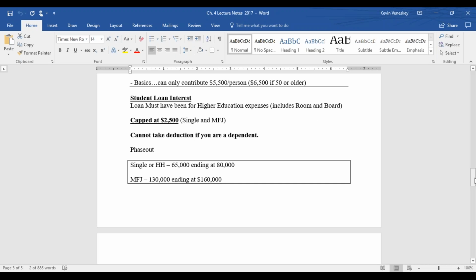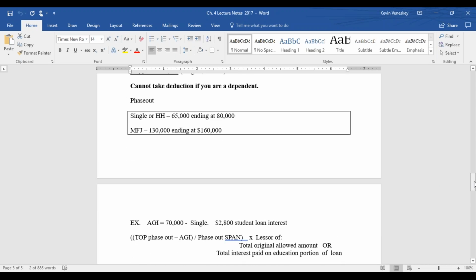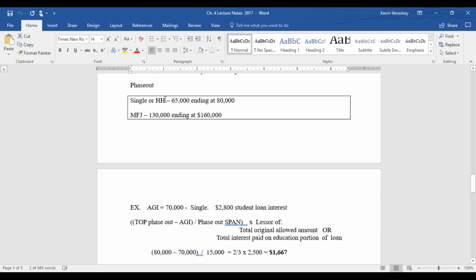So you could potentially miss out on a $2,500 deduction if you, husband and wife, both had over $2,500 in interest payments. There is a phase out here where if you are over the guidelines, you cannot take this interest deduction. And I'll work through how this phase out works.